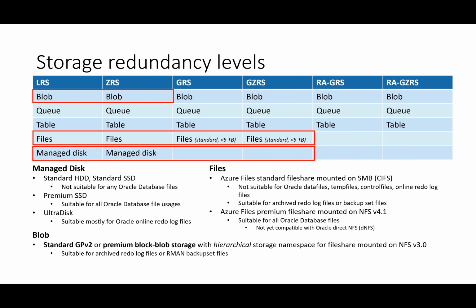The standard general purpose storage or premium block blob storage can be mounted over NFS to a Linux server quite easily. And that's not suitable for anything other than archive redo log files or RMAN backups. We don't want to do transactional traffic down to those unmanaged blobs. We want to do those to things like managed disk or, again, some of the premium file shares. But the standard blob storage is just there for cheap, redundant storage that's pretty fast, but there's nothing managed about it. There's no managed backups for them.